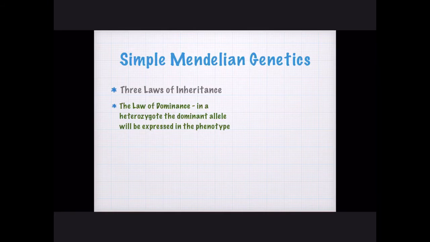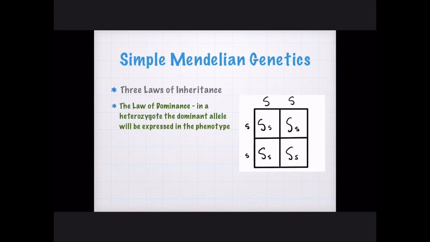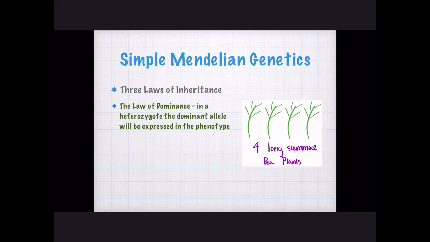This means that if we were to breed a dominant purebred long-stemmed pea plant, represented by a capital S, with a recessive purebred short-stemmed pea plant, represented by a lowercase s, the offspring would all be long-stemmed pea plants because the allele for long stems is dominant.